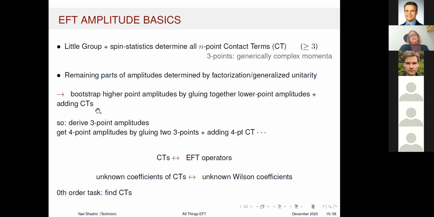So you do this in stages, you derive all the 3 points, then you get the 4-point amplitudes by gluing 3 points and adding 4-point contact terms, and so on and so forth. Now, these contact terms correspond to the EFT operators. They come, of course, with unknown coefficients in the amplitude, and these are precisely the analogs of the Wilson coefficients. So, of course, the 0th order task that you have in this game is to find the contact terms.